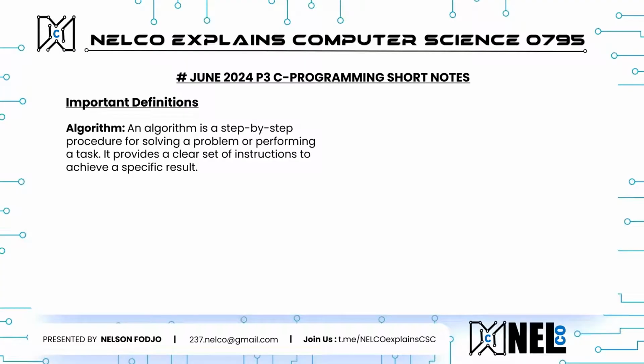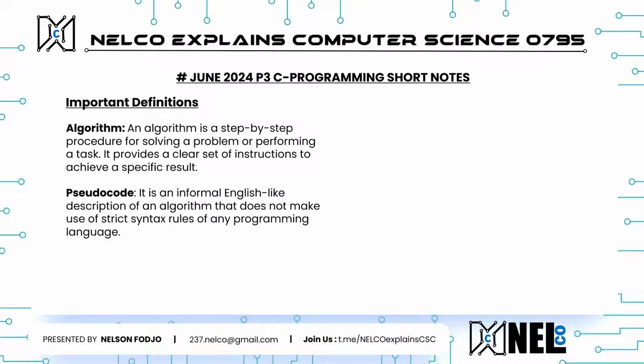To begin, we are going to start with important definitions you need to know in order to answer the question paper. The first one is an algorithm. An algorithm is a step-by-step procedure for solving a problem or performing a task. It provides a clear set of instructions to achieve a specific result.